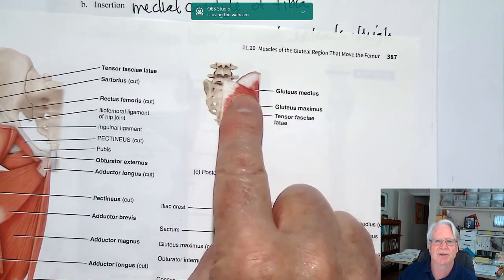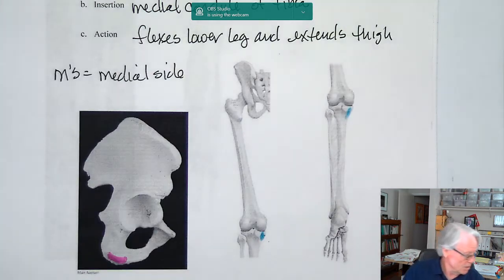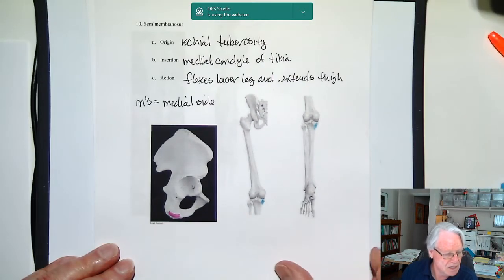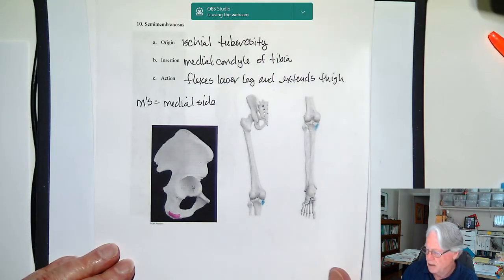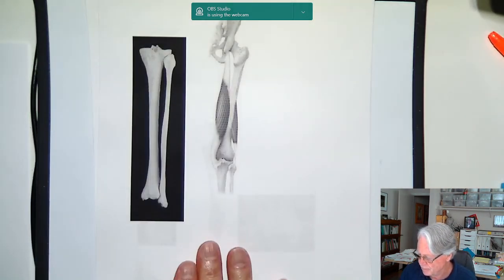I do have a picture of the gluteus maximus. There it is. So, whoop-de-doo. Okay. So, those are the hamstring muscles. Let's go ahead and do the next muscle.